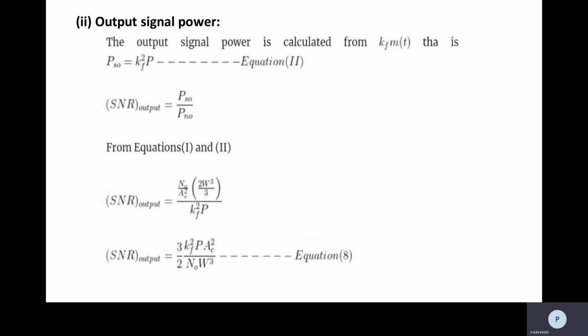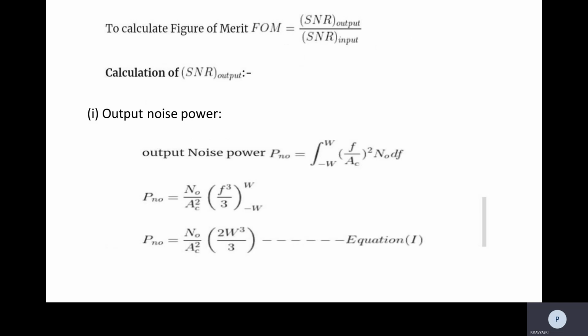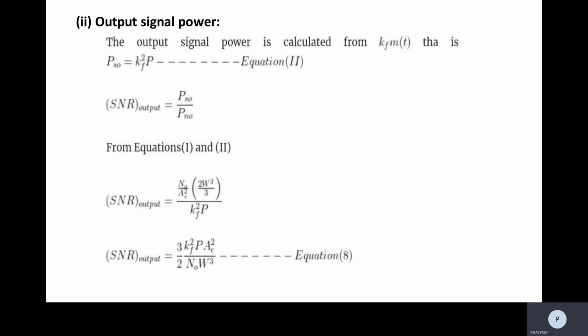Now we will calculate the output signal power. The output signal power can be calculated from K_f m(t). So P S naught is equal to K_f squared P. That is equation number 2. SNR output means output signal power to output noise power. So from equation 1 and equation 2, we will substitute those two, the output signal power and output noise power.